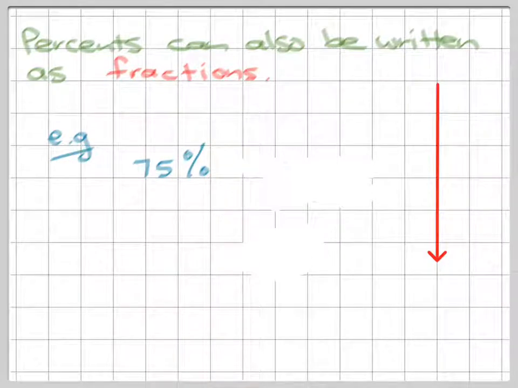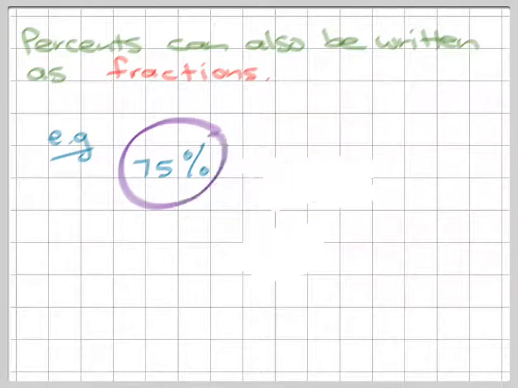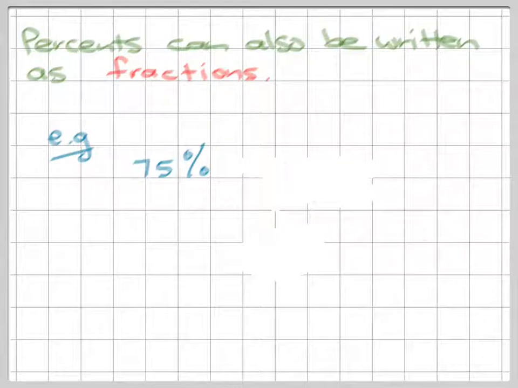Right, so now we have here 75%. So we want to convert it now to a fraction. So how do we do this? Well, we know 75% is the same as 75 over 100. We've learned that already. So that's already how we're going to start with our converting to our fraction.